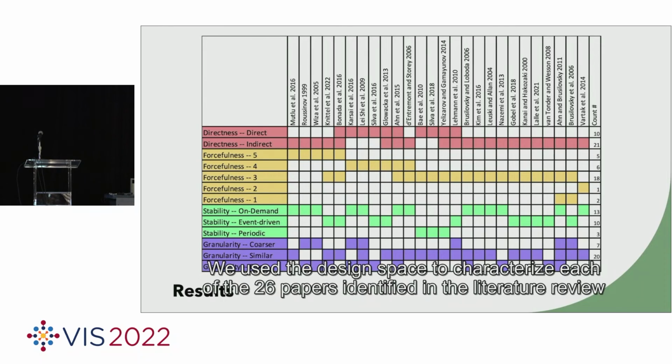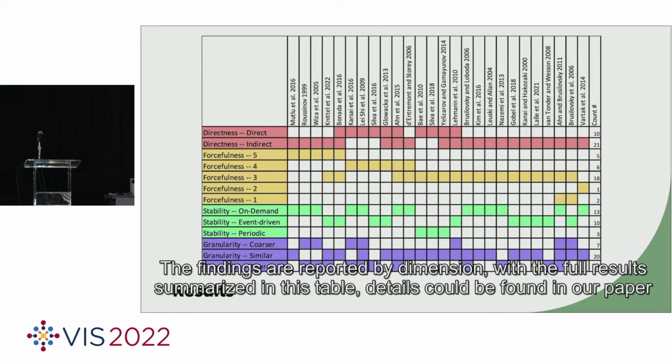We use the design space to categorize each of the 26 papers identified in the literature review. The findings are reported by dimension, with the full results summarized in this table. Details could be found in our paper.